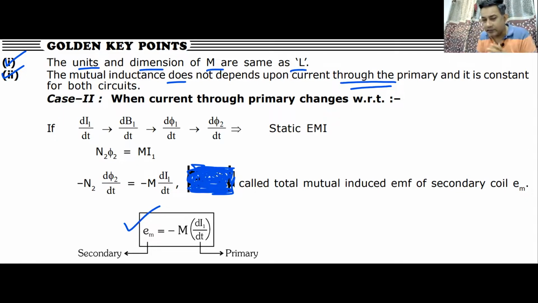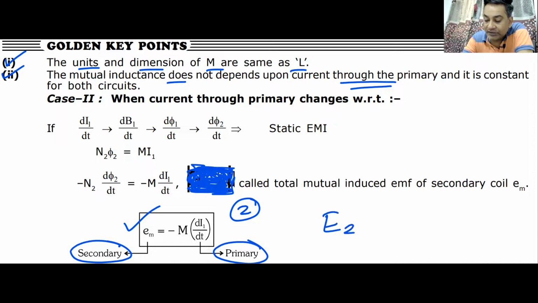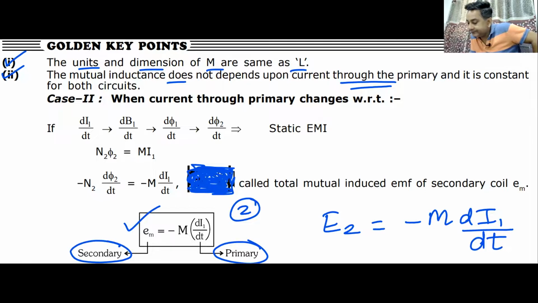Now, if the current in the primary changes with time, EMF will be induced in the secondary, and I will have the second formula: induced EMF in the secondary coil will be equal to minus M into dI1 by dt. So you can write it like this, E2 = -M dI1/dt. Do we understand the meaning of these terms? Please note it down, I'll give you time.